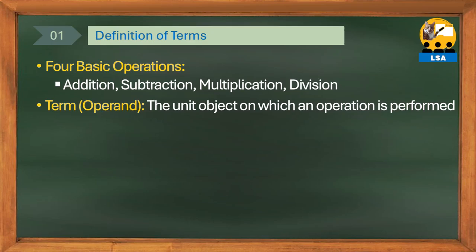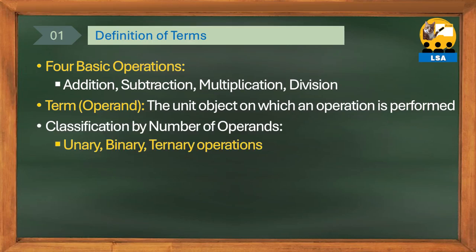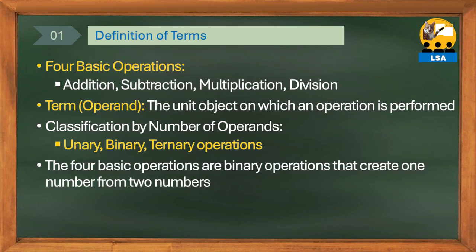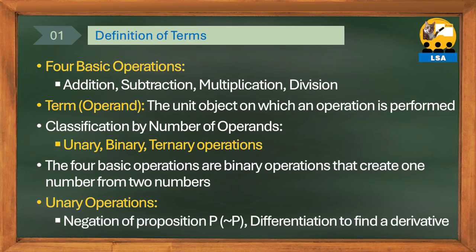If there is one operand in an operation, it is a unary operation, which applies a rule to a single number to create a new one. If there are two operands, it is a binary operation, and if there are three, it is a ternary operation. The four basic operations of natural numbers are binary operations that create one number from two numbers. The negation of proposition P is not P, so it is a unary operation, and when targeting functions, differentiating a single function to create its derivative can also be considered a unary operation.